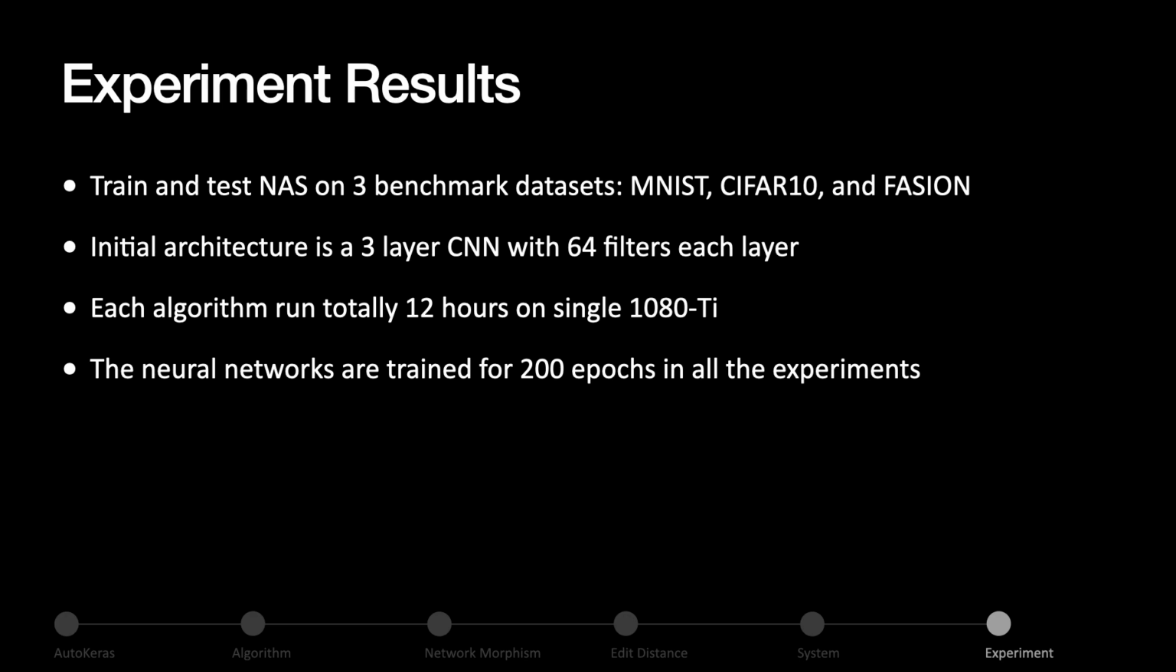In order to fairly compare the performance of each neural network, the authors decided to train each neural architecture for 200 epochs in all of the experiments.